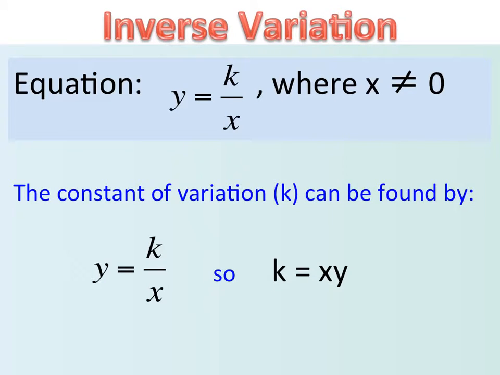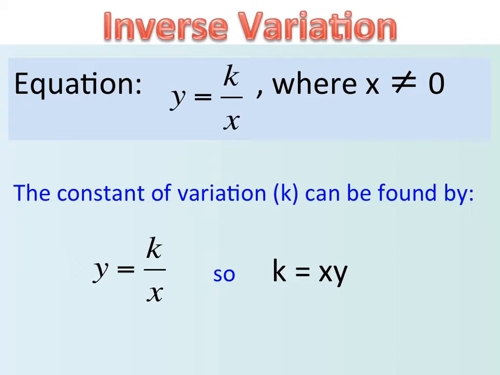Your inverse variation equation is actually the opposite operation of direct variation. Direct variation was y equals k times x, and inverse variation is y equals k divided by x. And x cannot be 0, because you cannot divide by 0, so you'll never have a point on the graph where x is 0.